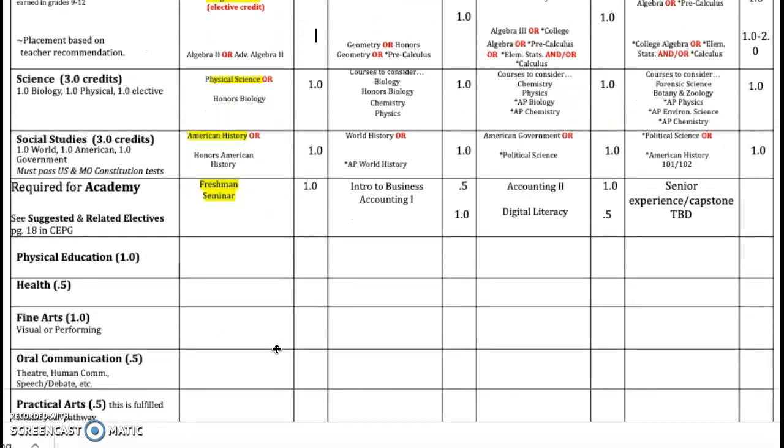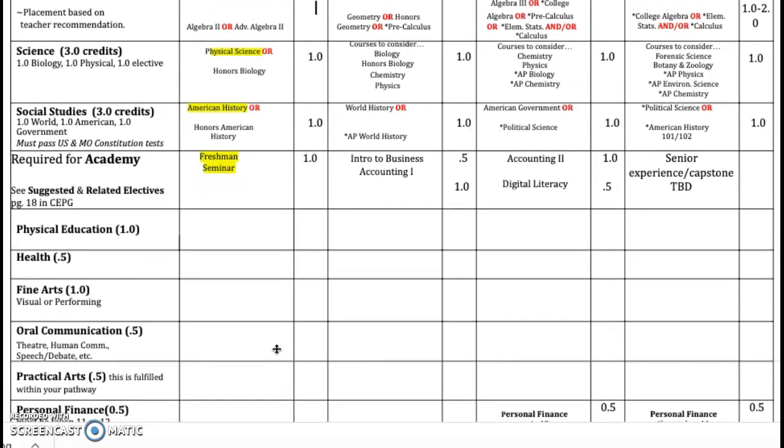My next step is to look at my transcript and again fill in the classes that I've currently had and then where they fit on these credits. So I'll do that and then I'll come back and show you how I did that, and then we'll give you a chance to do that as well.